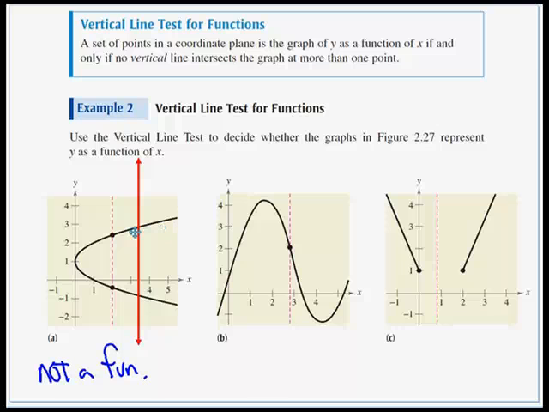We move on to letter B. Here we're only hitting the graph at 1 point. As we slide across, we're only ever going to hit that function at 1 point. So yes, this is a function.